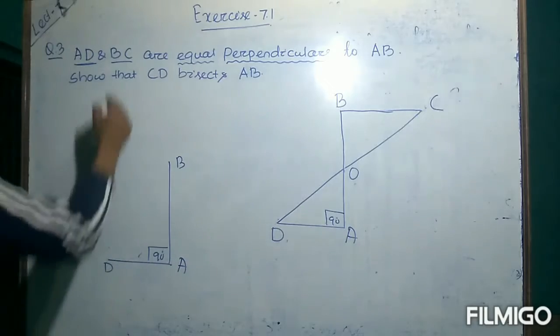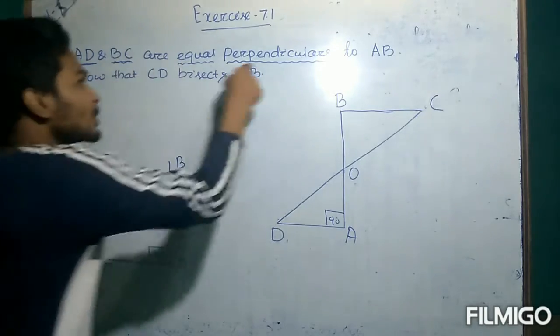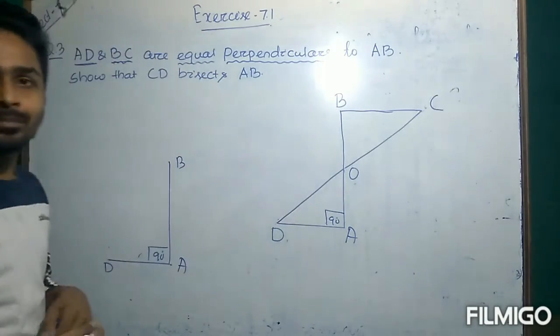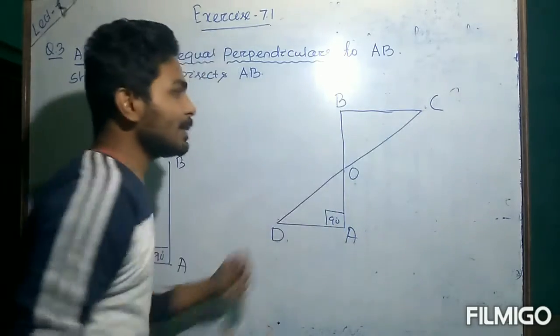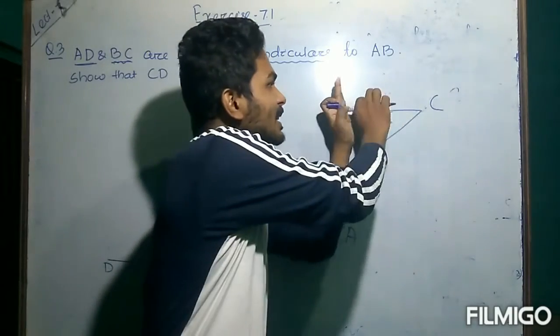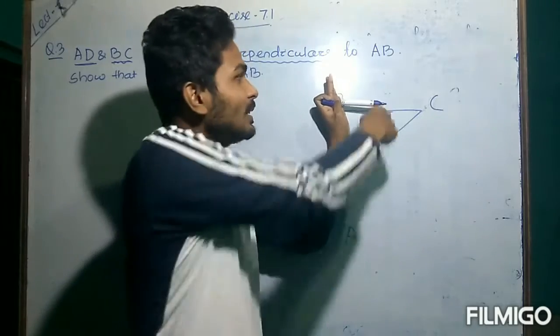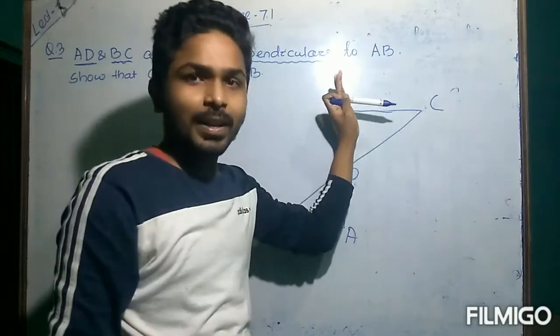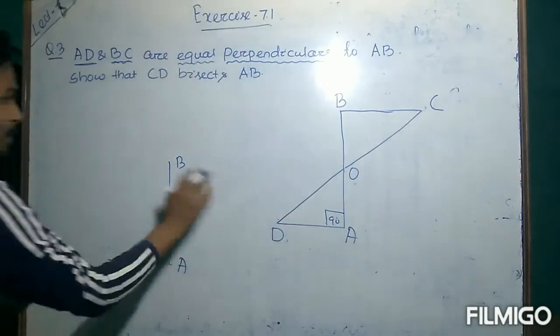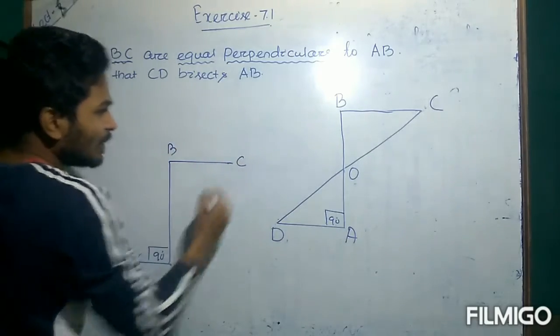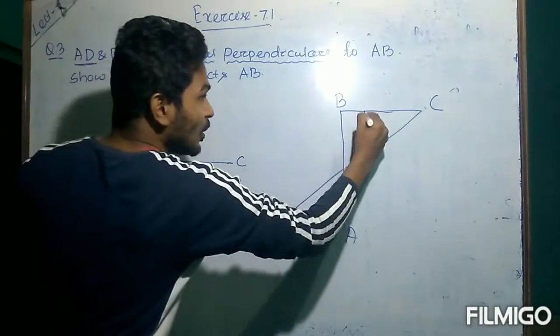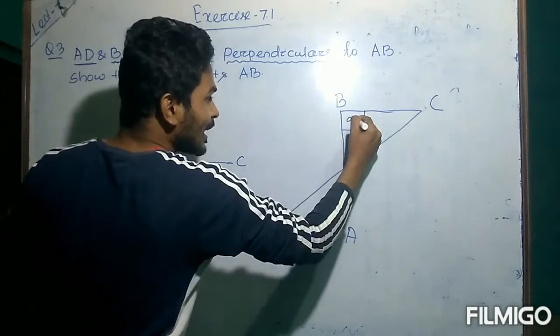Clear? Similarly, BC is also perpendicular to AB. There is another line BC which stands on AB. This is AB. This is BC. Now this BC is perpendicular on AB. Understood? So suppose this is BC. Now it is given that BC is also perpendicular on AB.